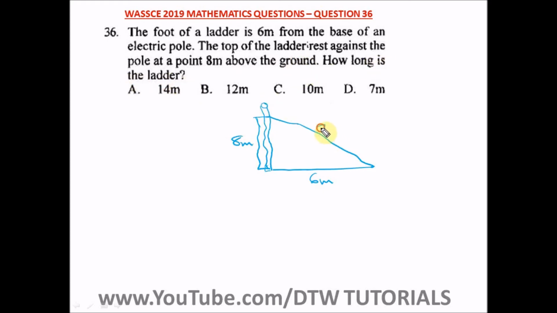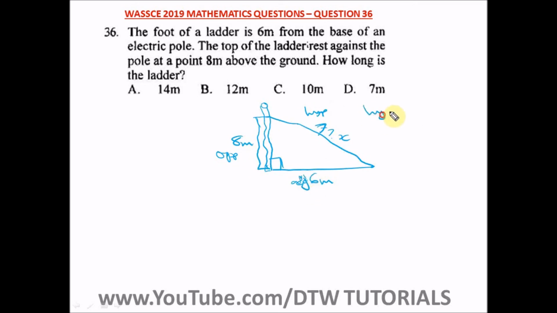So we're looking for this length, X. So definitely this is a right-angled triangle. All we need to do is apply Pythagoras' theorem, where this is our hypotenuse, this is our opposite, and this is our adjacent.